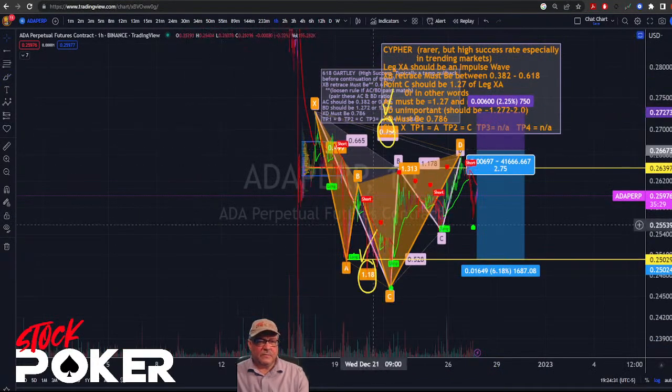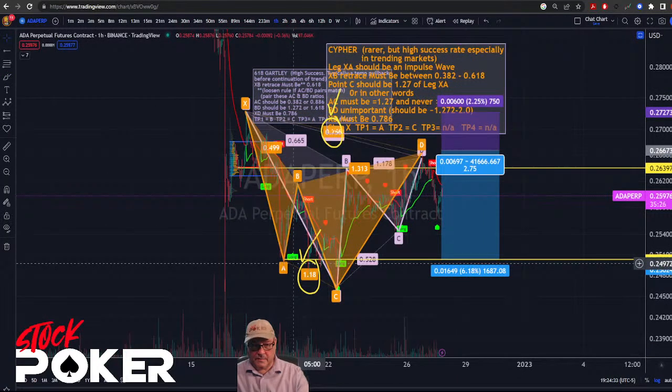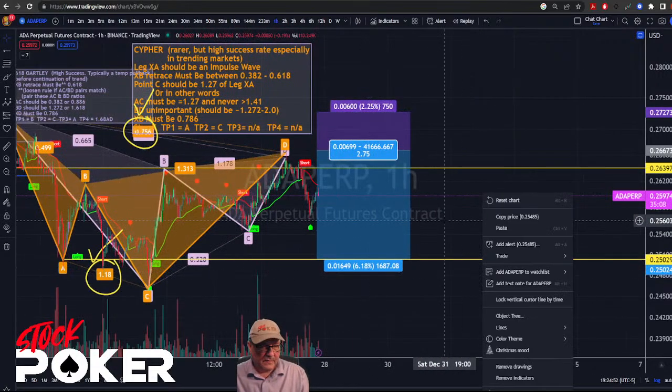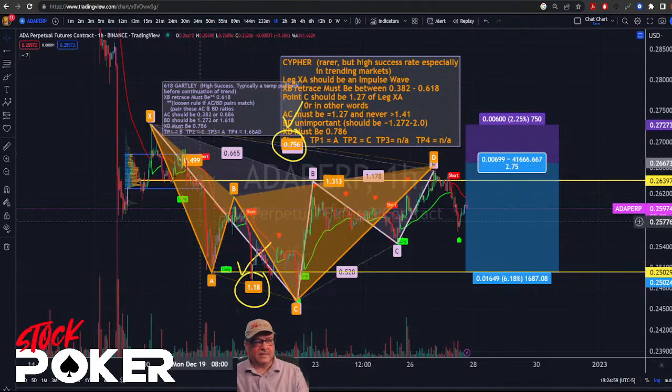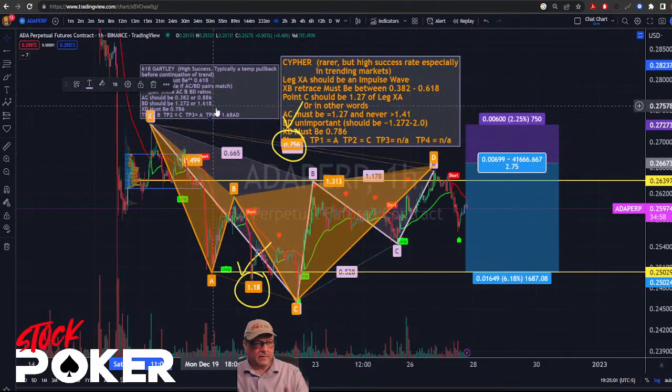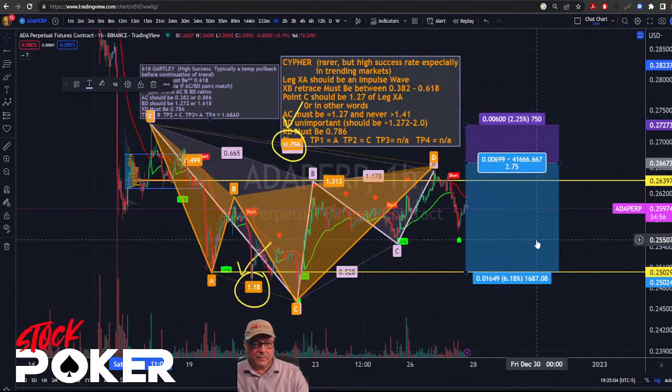So again, you don't do harmonics all on themselves. They're just one leg on a multi-leg stool. And if you have confluence with your TA, with support and resistance levels, with your volume profiles, then a Cypher, it's a little bit rarer, but it does have a super high success rate. And having this one coupled on top of a Gartley, which we went over in a previous video, I really do think we're coming down.